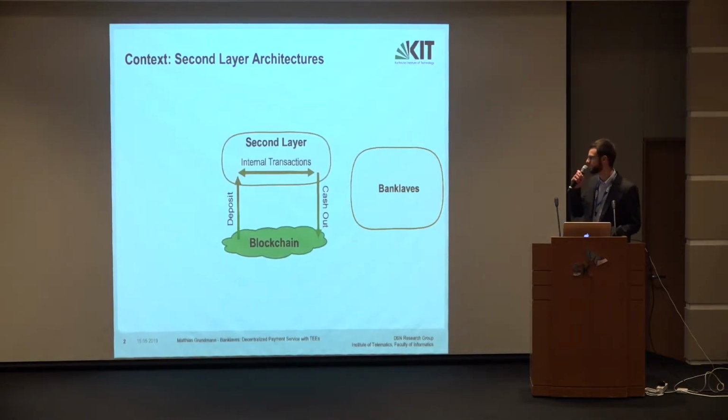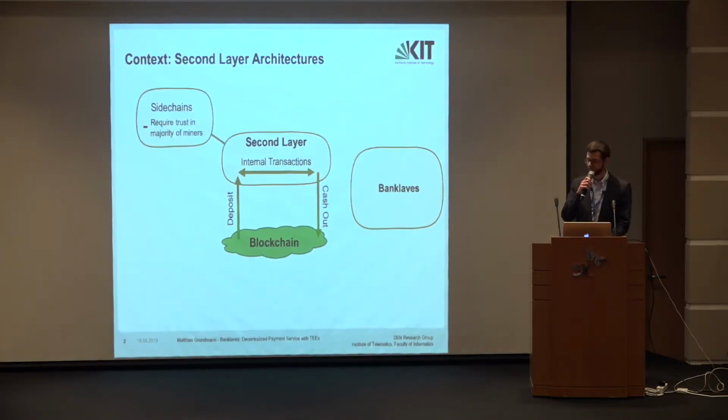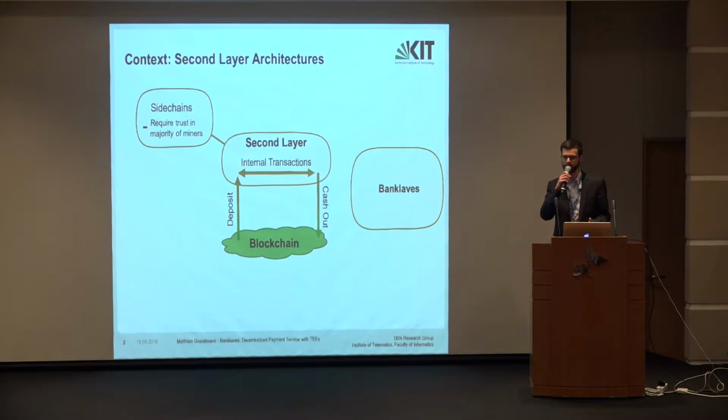As a second layer architecture, I refer to an architecture that is above the blockchain as the first layer, and you can deposit coins into the second layer by locking them on the blockchain, and then you can perform internal transactions inside the second layer and perform a cash out, making the coins available again on the blockchain. There have been different approaches presented for such second layer architectures. For example, sidechains, which is basically a blockchain that is connected to a main chain, and you can have multiple of such sidechains.